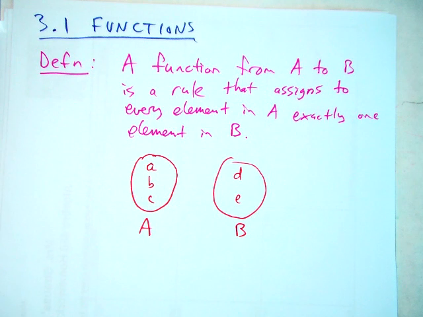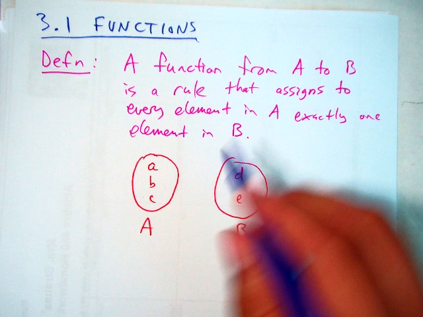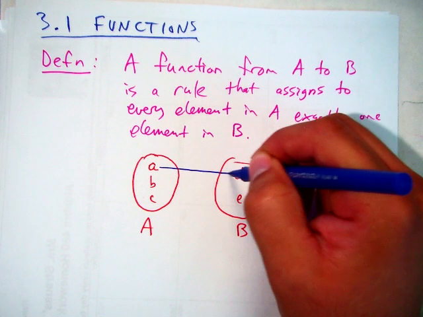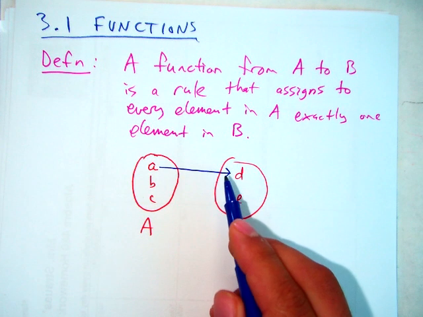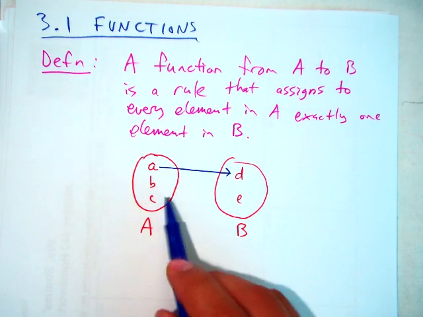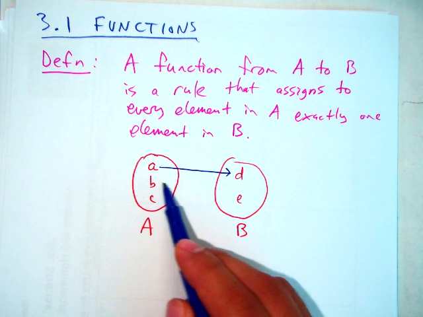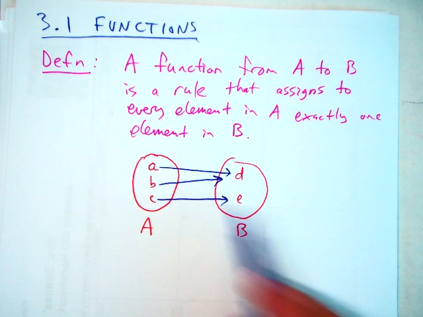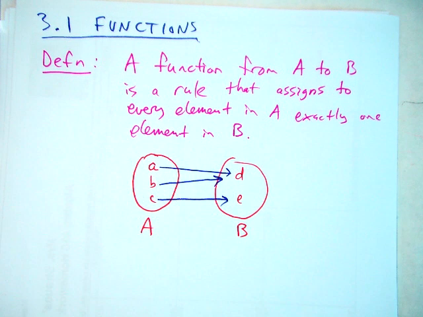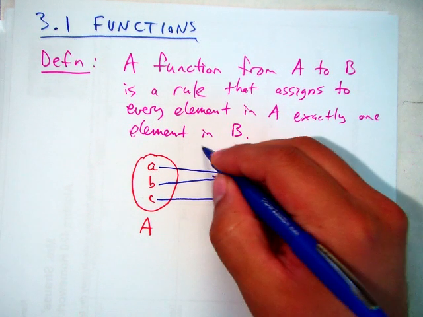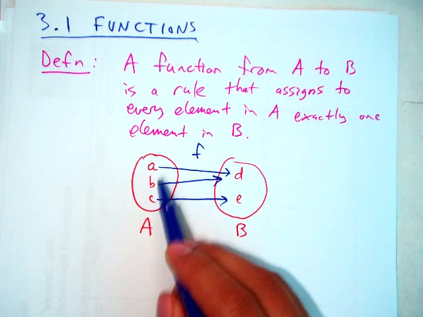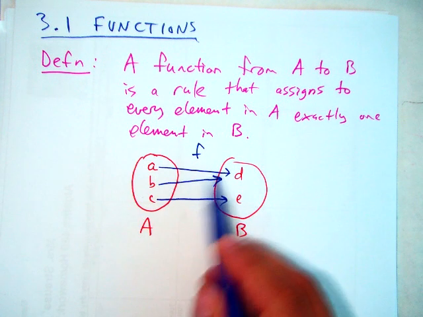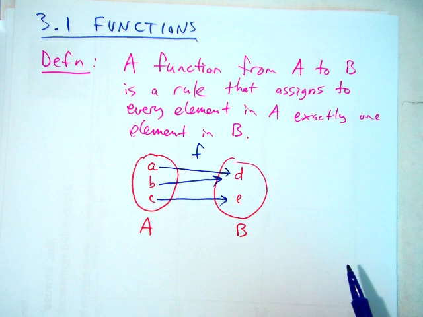Now for A, I'm assigning the value that when you plug it into the function, the output is D. When you plug B into the function, the output is also D. And when you plug C into the function, the output is E. And this is what we call F. So the function F takes A to D, B to D, and C to E. Okay?